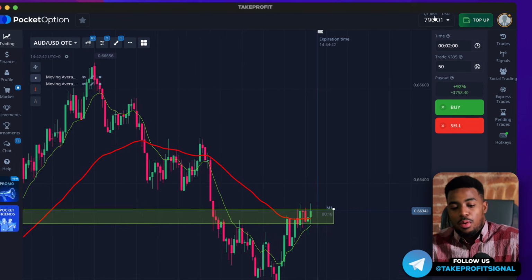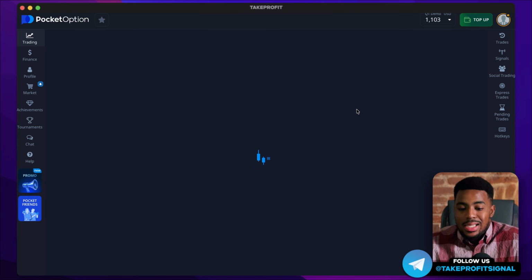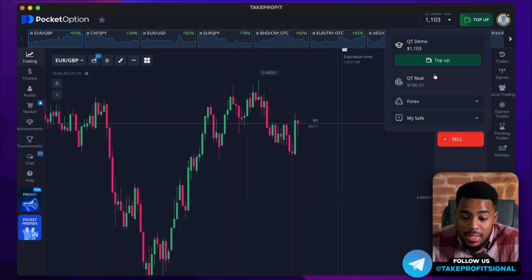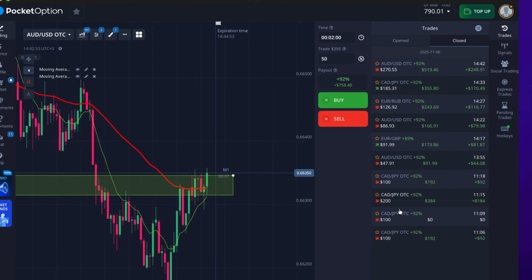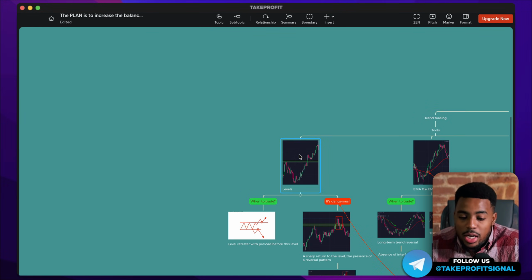So, friends, we almost made 17 times our balance. I'm showing you this so you can see that this is my real balance: $790, literally from some $50 that we started trading with around 2 p.m. Look, all trades closed in a row. Everything is clear thanks to my checklist.